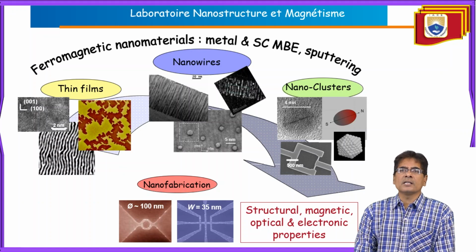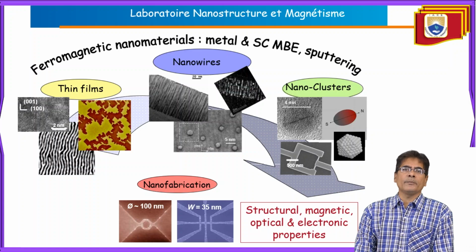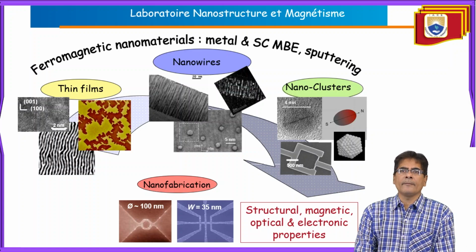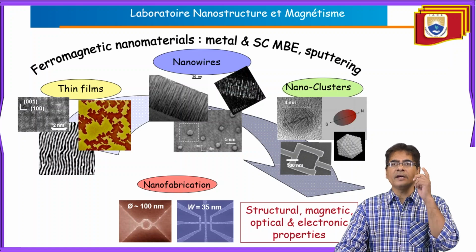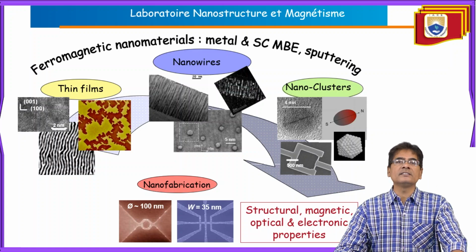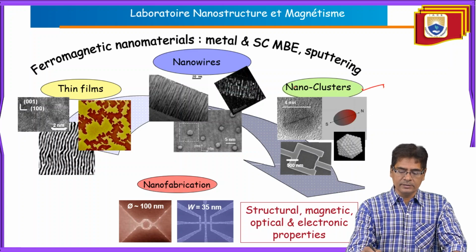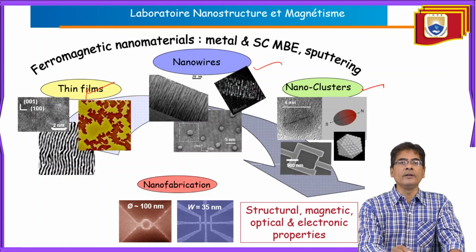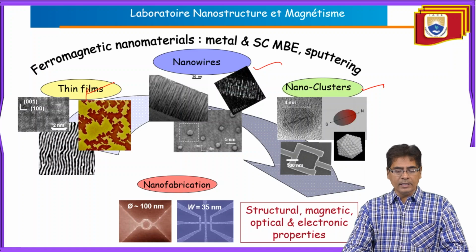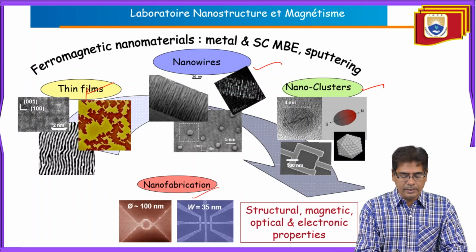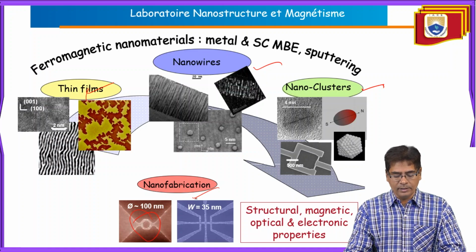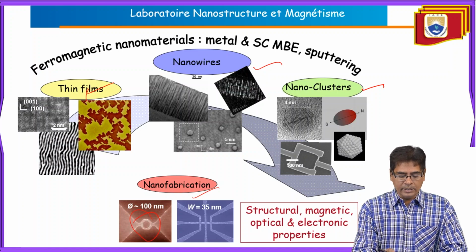So the laboratory nanostructure at magnetism. These are the ferromagnetic materials, metals, and different sputtering techniques of fabrication, right? Molecular beam epitaxy for metals and semiconductors, and sputtering. So we have nanoclusters, nanowires, and thin films, right? These are the thin films, these are the nanowires, and these are the nanoclusters, and in the nanofabrication the length is approximately 100 nanometers and the width is around 35 nanometers, right?